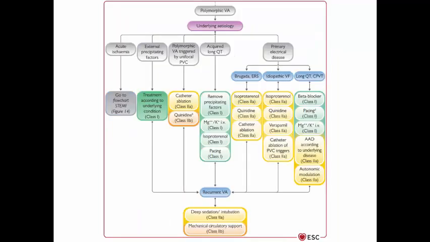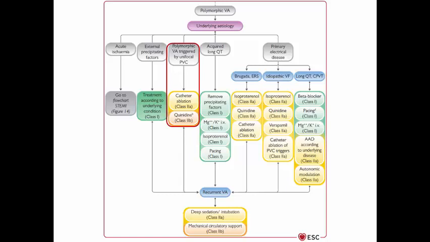But if it is polymorphic, you should think of the underlying etiology. If it is due to acute ischemia, you should manage it as a STEMI, as this patient may need immediate primary PCI. If there are external precipitating factors like reversible causes, treat according to the underlying condition and the structural heart disease if present.